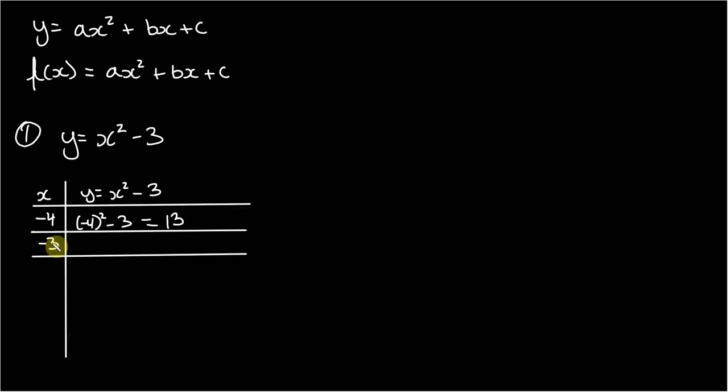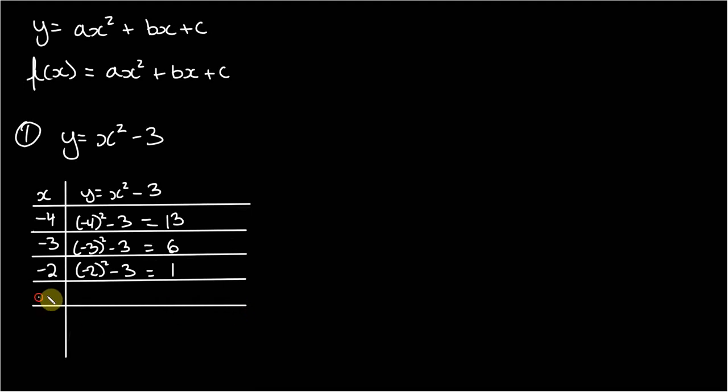So this is x equals negative 3. So it's negative 3 squared minus 3, which is going to give us 6. 3 times 3 is 9, minus 3 is 6. This is negative 2, so x equals negative 2. So it's negative 2 squared minus 3, which is going to give us 1, because negative 2 squared is 4, minus 3 is 1.